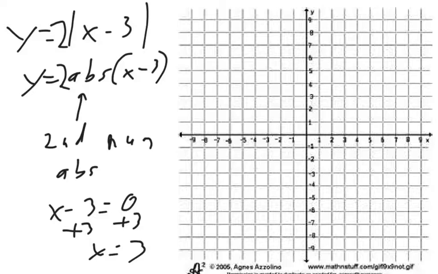Well, when I plot the points that are on the table, there's a point at 3, 0, there's a point at 4, 2, there's a point at 5, 4, there's a point at 2, 2, and so there's my V. And so there's one piecewise graph we did, one absolute value graph, and the absolute value should always look like a V or an upside down V.